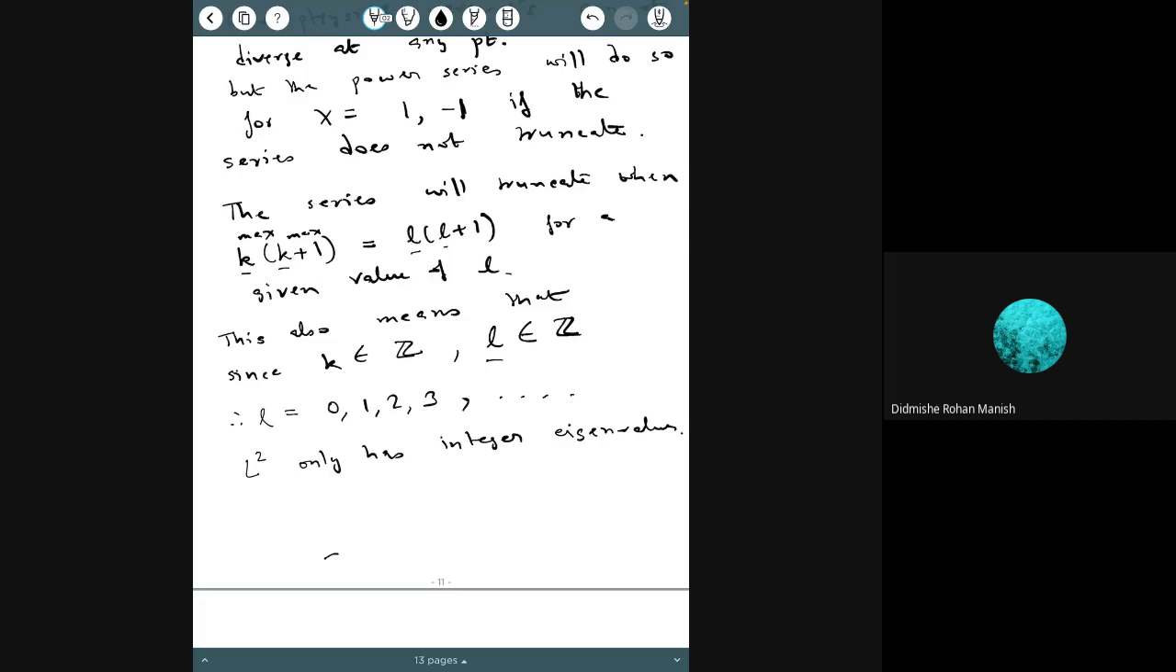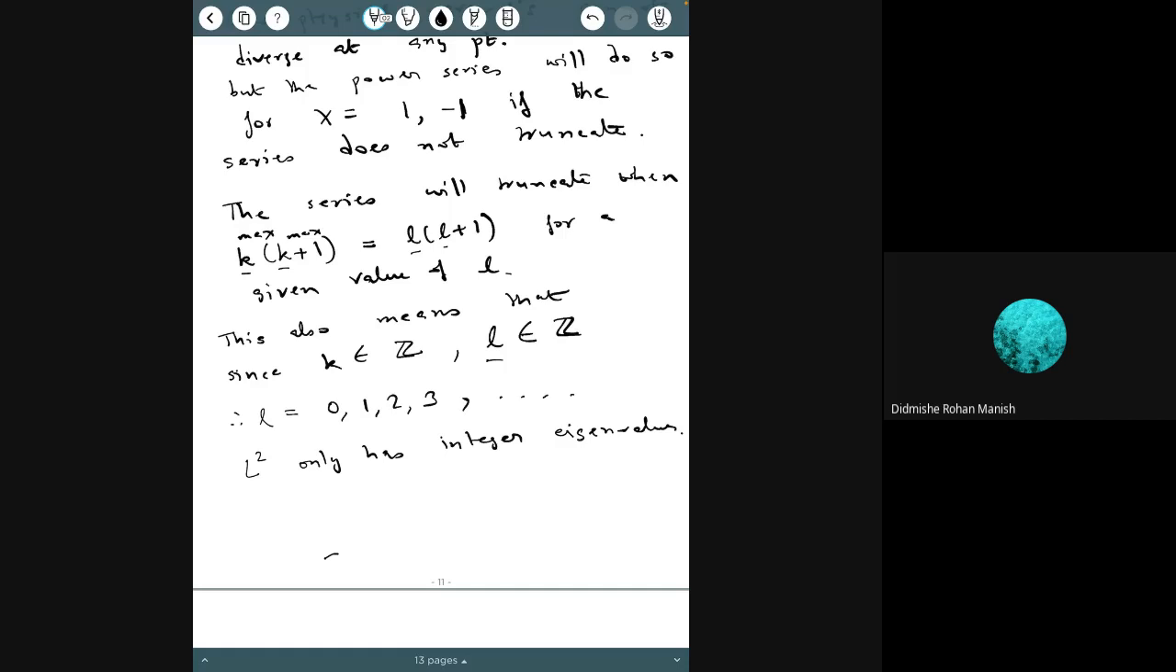Is that possible? I don't think that is possible. This L into L plus 1 is equal to k into k plus 1. I think it's only L equal to k that will give you that answer. So k into k plus 1 is also an integer, and if L is not an integer, then L into L plus 1 will never be an integer.